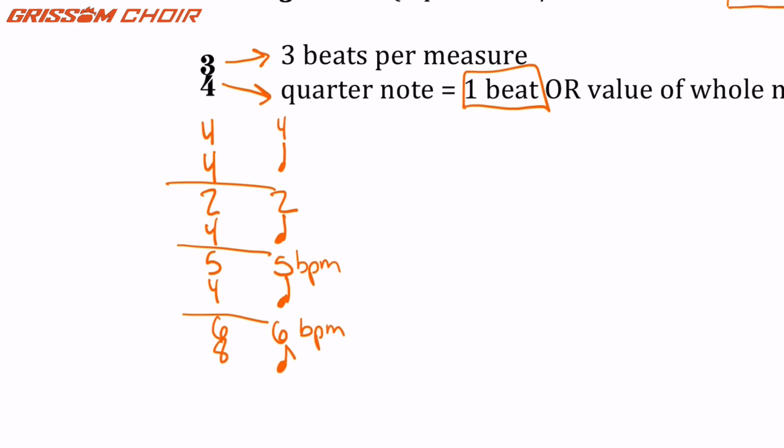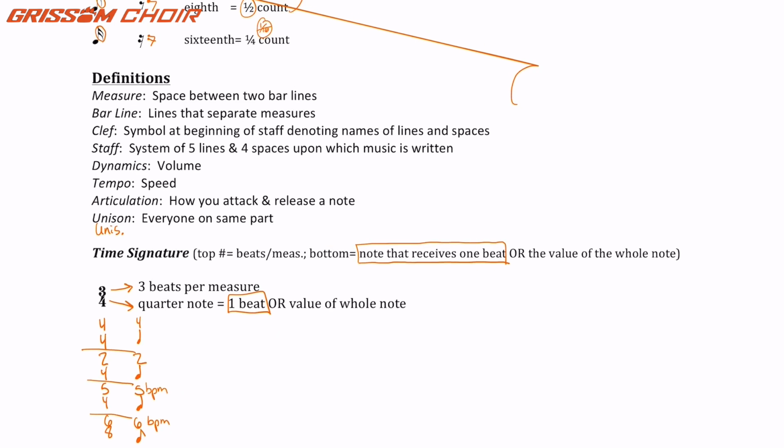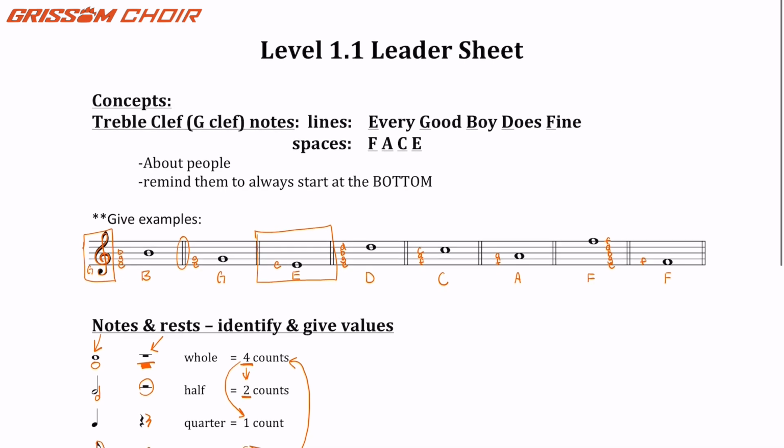And that is everything that is on our first music theory review, level 1.1. Everything builds upon what we have learned in 1.1, so please make sure you are doing what you need to do in order to master all of the material, all of the musical concepts that are on 1.1.